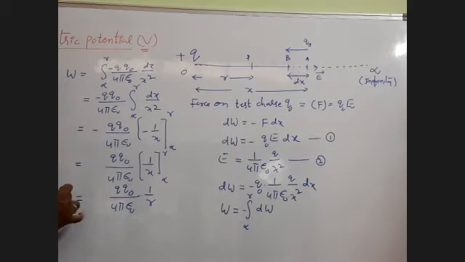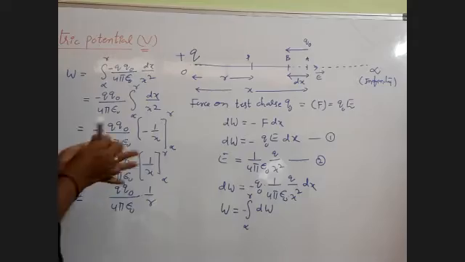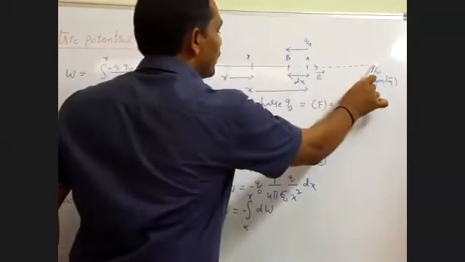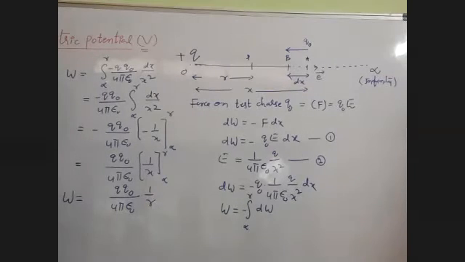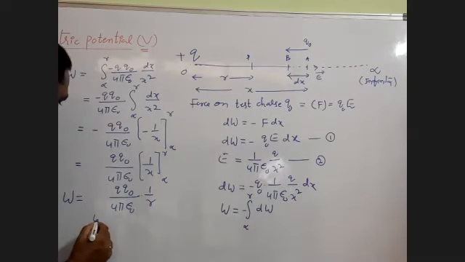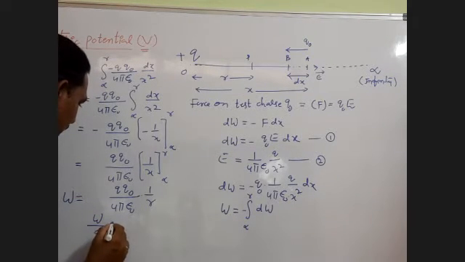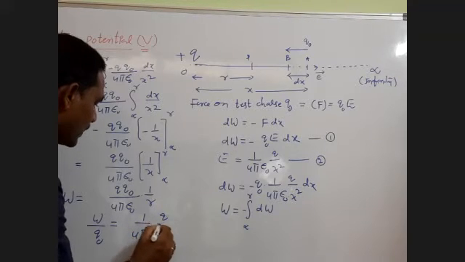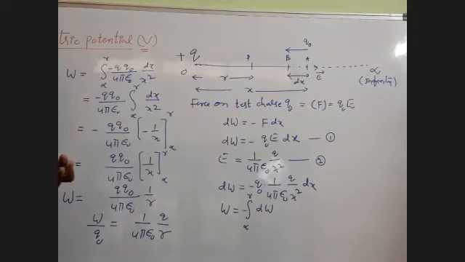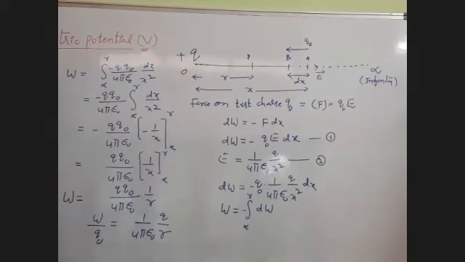Okay, this is the total work done in bringing the test charge q naught from infinity to the point P, which is at the distance r. So from this, you write W by q naught as the subject. W by q naught equals 1 by 4 pi epsilon naught q by r. Already I told you that the W by q naught, work done per unit charge, is nothing but potential at that point. Okay. What is the definition for electric potential?